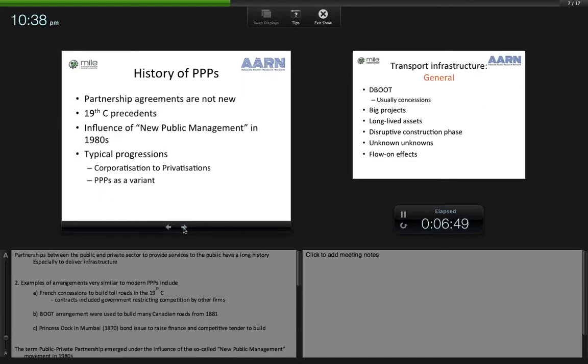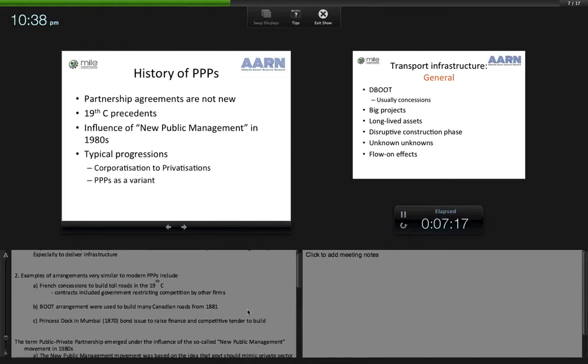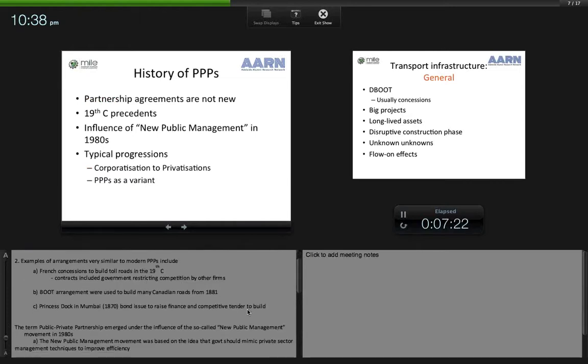Okay, with those preliminaries out of the way, let's now add some new material and think through some of the history of PPPs. It's often recognised, and quite rightly so, that partnerships between the public and the private sector to provide services to the public have a long history, and that is especially true in the delivery of infrastructure. Examples of arrangements which are very similar to the modern PPPs include French concessions, which were used to build toll roads in the 19th century in metropolitan France.